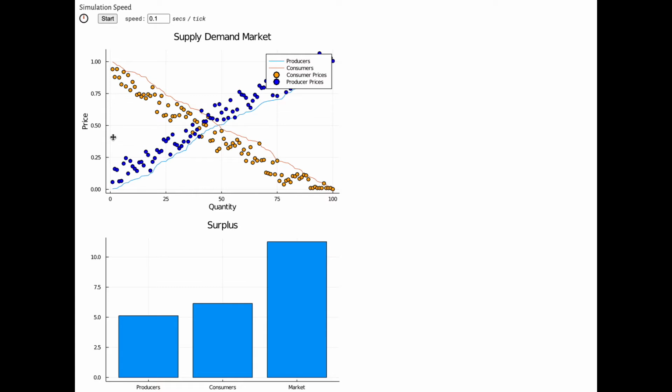And for producers, it'll be the exact opposite. This producer was able to sell it at almost zero. But if they got a deal at 0.5, then again, they would be making $0.5 of notional profit. So now, if we add up the surplus of all the producers, you get the producer surplus. And for consumers, you get the consumer surplus. And if I add both of these bars, I get the market surplus. So now let's run the simulation and see what happens.